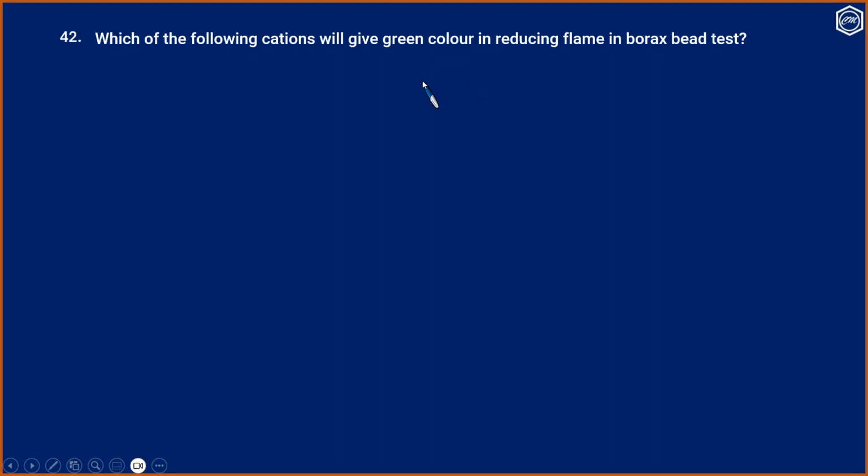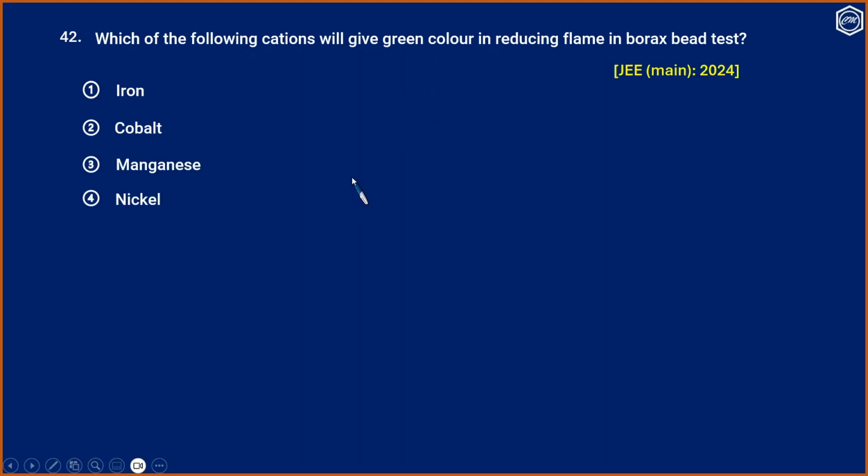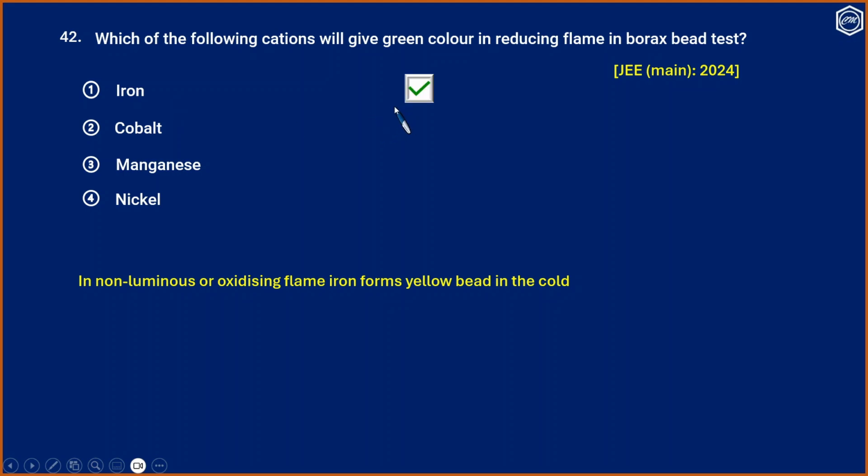Question number 42. Which of the following cations will give green color in reducing flame in borax bead test? Iron, cobalt, manganese, nickel. In non-luminous or oxidizing flame, iron forms yellow bead in the cold. Therefore, option 1 should be the correct answer.